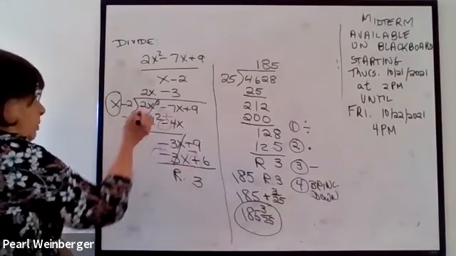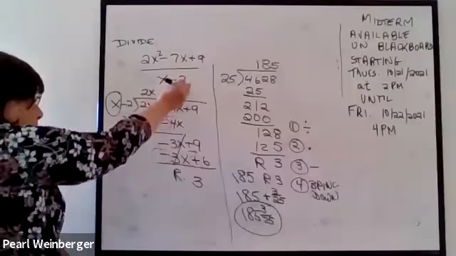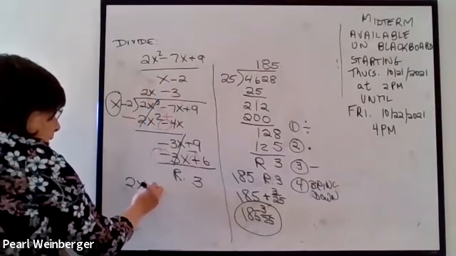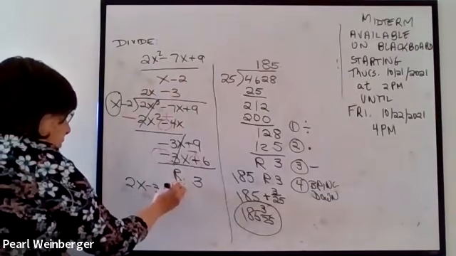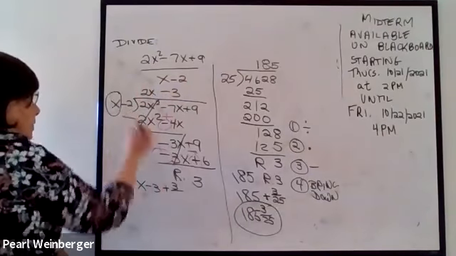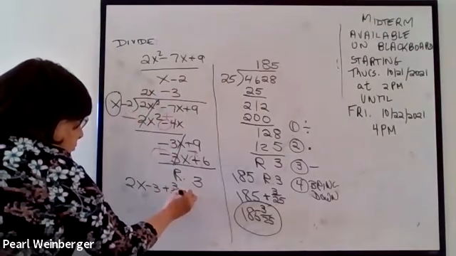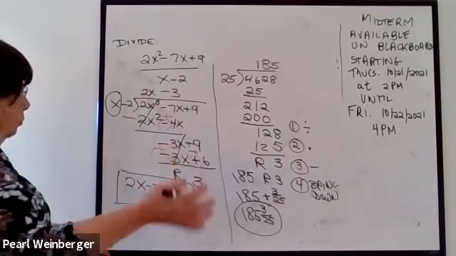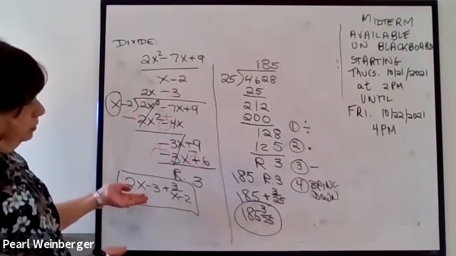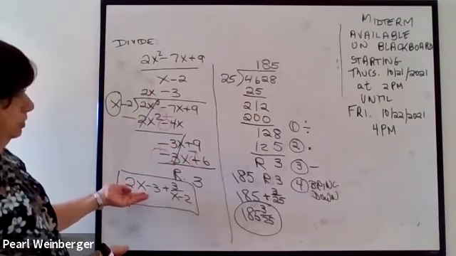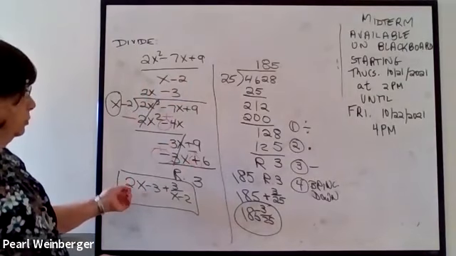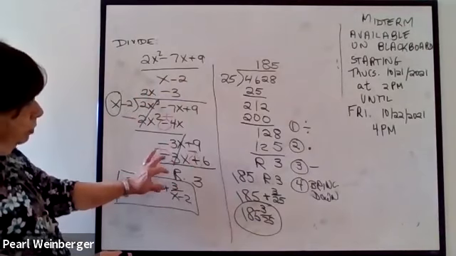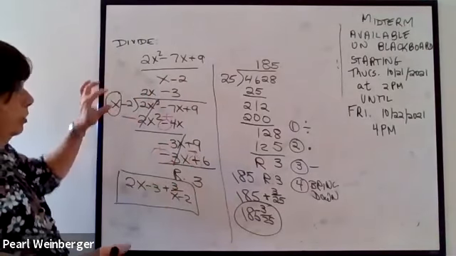And how do we write our answer? We take what we put on top, the 2x minus 3, and do +3 over my divisor, which is x minus 2. That's one way to write it, or another way to write it is to write my answer, my quotient, that's the answer from division, is 2x minus 3, and I have a remainder of 3. Mostly we take the remainder and put it over the divisor.